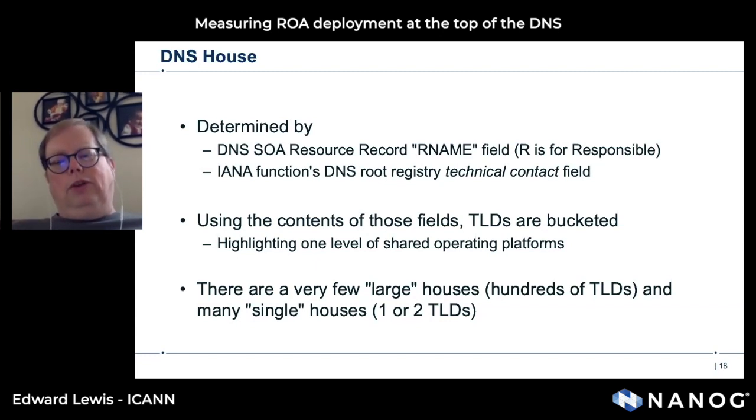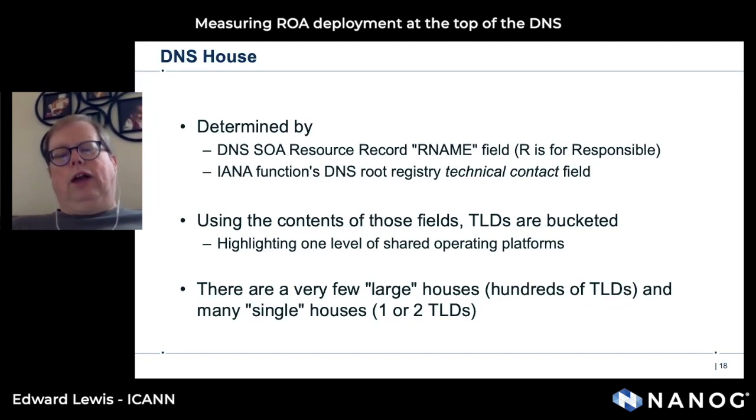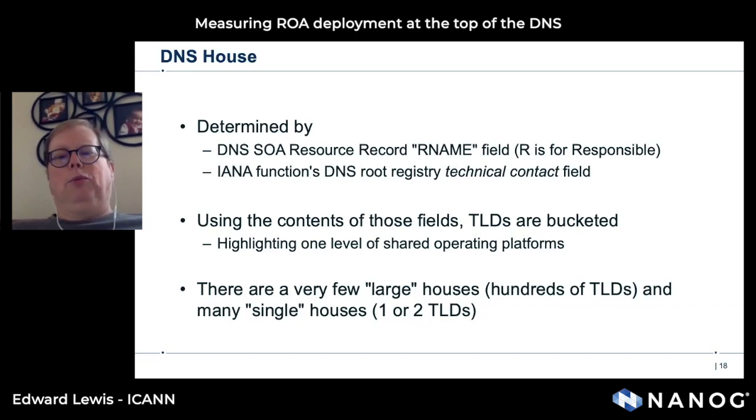Now, in doing this, there are very few large houses, large meaning they have over 100 TLDs out there. There's a couple of them out there. And there are many single houses. It's a typical long tail where we have many that only do 1 or 2 TLDs. Now, typically the large houses are the commercial places, the commercial operators that have done TLDs in bulk. The single houses tend to be the ccTLDs that are running their own systems for whatever reason they have, for whatever purpose they have.